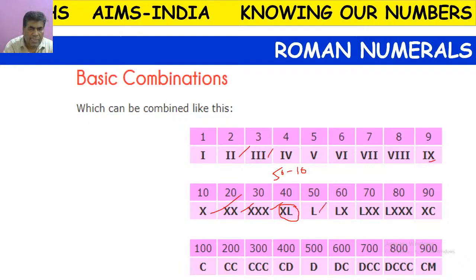Okay. Next, L stands for 50. LX stands for 60. Like this. 90 means XC. 100 means C. 500 stands for D. What is 400? From 500, 100 to be subtracted. So CD. Like this, CM. So with the basic symbols, we can form all the numbers.